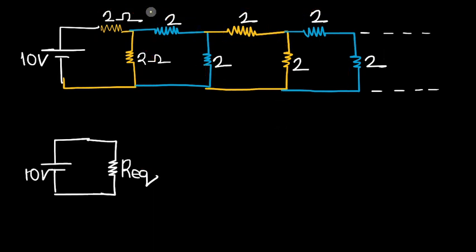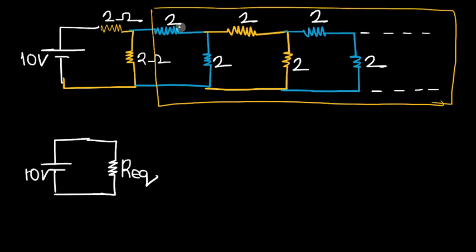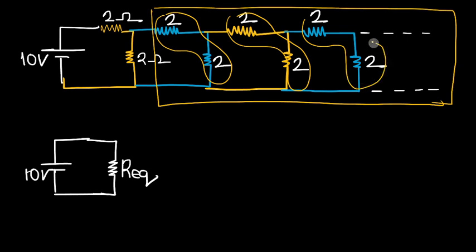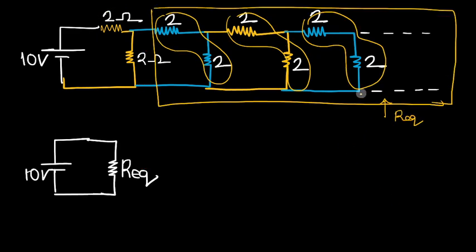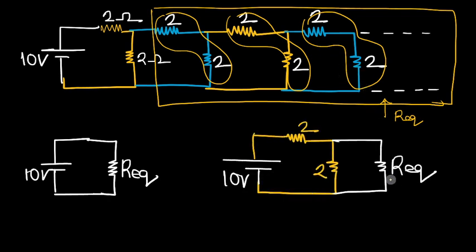Okay, now I will draw a box here, and inside this box I again have infinite patterns of this type. I again have this type of pattern infinite times, right? So I can again say that this is R equivalent, because R equivalent means infinite patterns of this type. So instead of this part I can write R equivalent. Now you have two circuits, circuit 1 and circuit 2, and these two circuits are derived from the same circuit, so we can say that these circuits are equal.